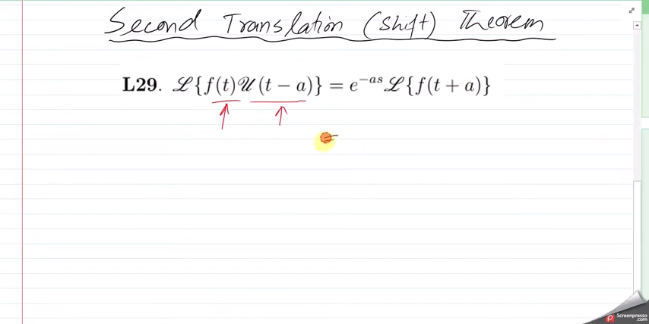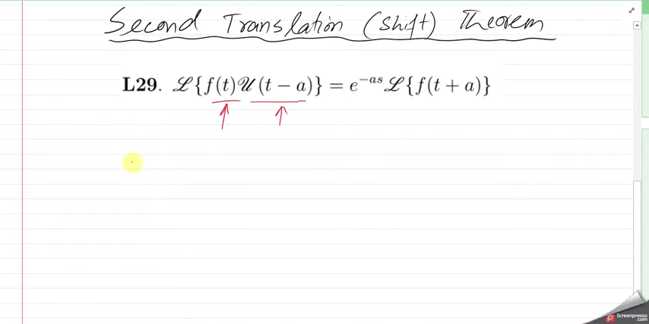Let's rewrite the formula slightly differently. So Laplace of f of t, t goes to t plus a. We'll use it, that's better. Right. So once again the story has come down to shift.